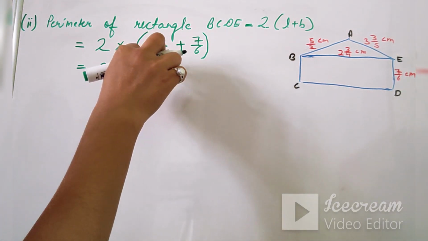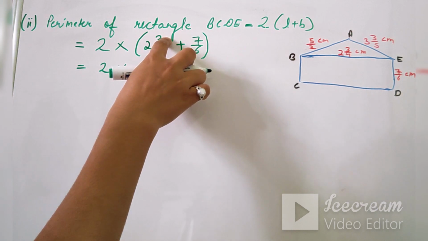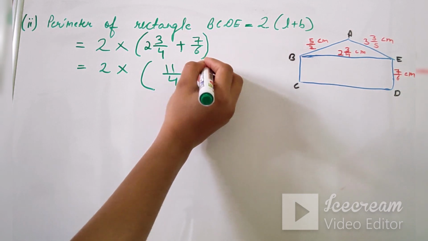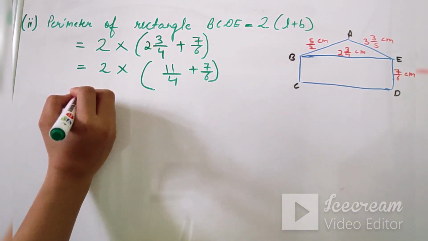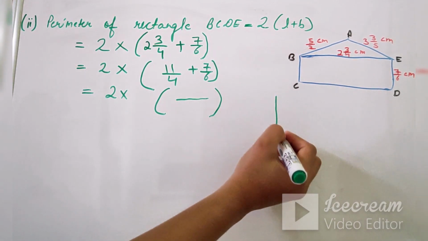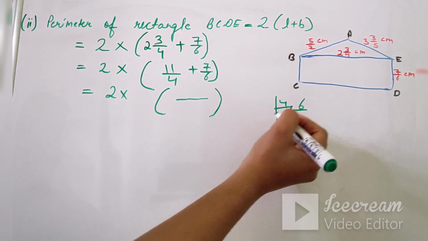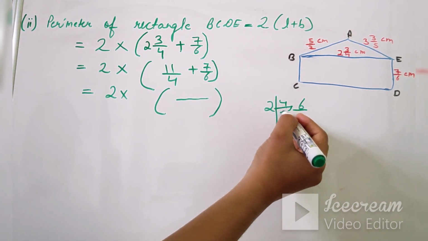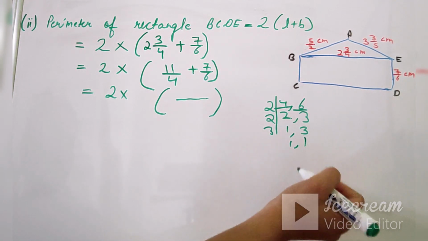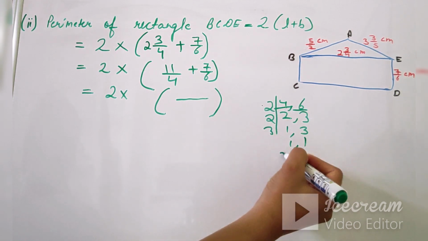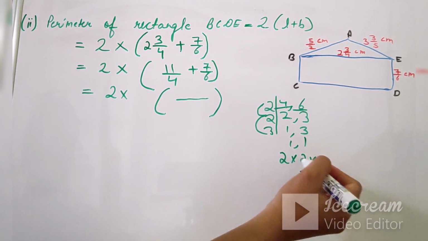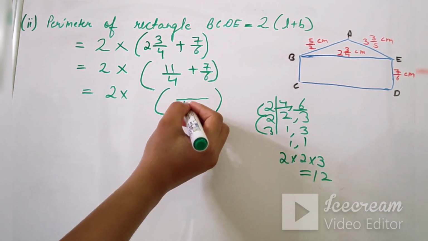4 multiplied by 2 is 8, 8 plus 3 is 11. So 11 by 4 plus 7 by 6, all multiplied by 2. We will take the LCM. When we take the LCM, we do it in this form. This is called prime factorization. 2 2s are 4, 2 3s are 6, 3 comes as it is. So 2 multiplied by 2 multiplied by 3, 2 2s are 4, 4 3s are 12. So the LCM will be 12.